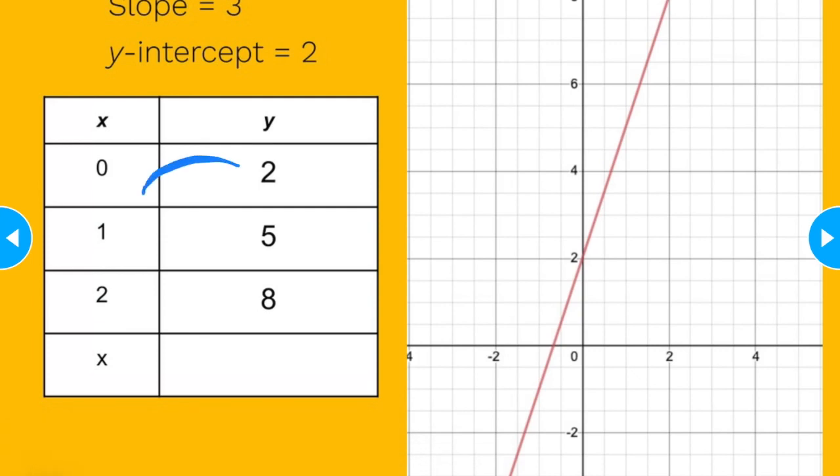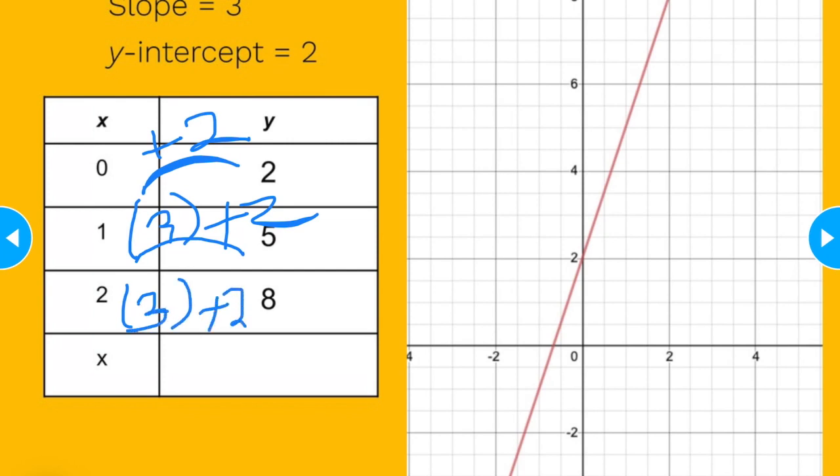So, how can we go from 0 to 2? Well, we could just add 2. That seems pretty basic. But we can't just add 2 from 1 to 5. Instead, we multiply the x by the slope, and then we add the 2, the y-intercept. So 3 times 1 is 3, plus 2 equals 5. Let's see if that works with the next example. 2 times 3 plus 2, and yep, that equals 8.